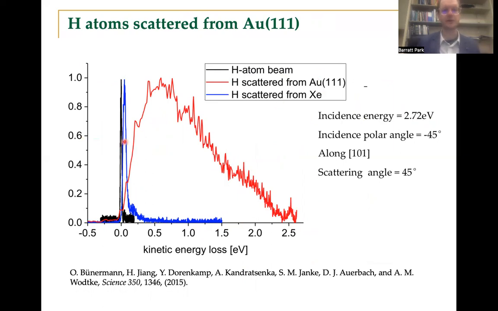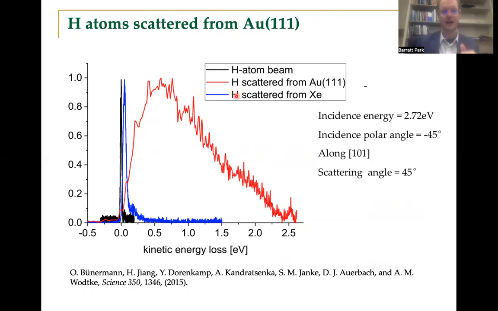There's two experiments that are being compared. So first, we can look at this experiment whose results are shown in blue. In this experiment, you take a gold surface and you cover it with a whole bunch of xenon atoms. So you have overlayers of xenon atoms on the gold surface. And then you scatter a hydrogen atom from the xenon atoms.